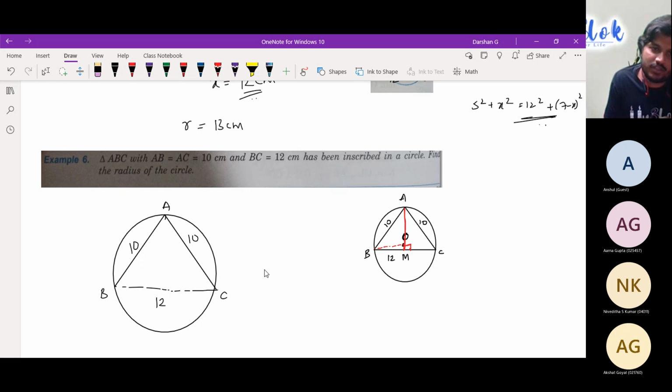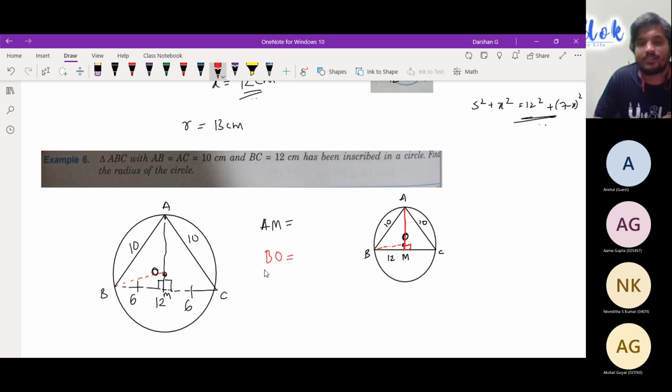We have to draw AO such that it touches BC at M. So yeah, this is M, and it is passing through center O. If that is done, this would become 6, and this would also become 6. From here, please find the radius. What is AM equal to? Once that is done, draw one more small triangle here and try to find BO by Pythagoras theorem. Then you will find the radius. Please try to find both.